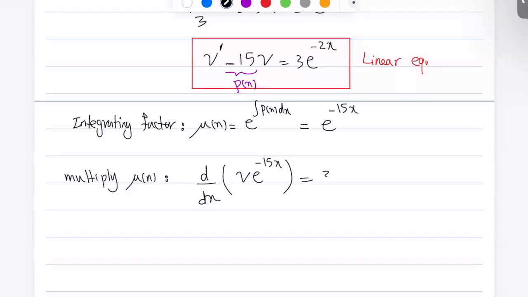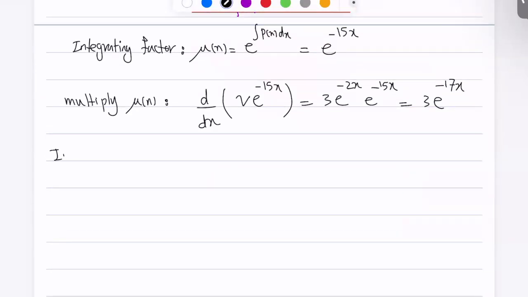And on the right-hand side, we have 3 times e to the negative 2x times e to the negative 15x, and that's just 3e to the negative 17x. Again, if this step is unclear to you, just go back and review linear differential equations from chapter 2. Okay, and now we have a separable equation. I can just take the dx to this side and integrate.